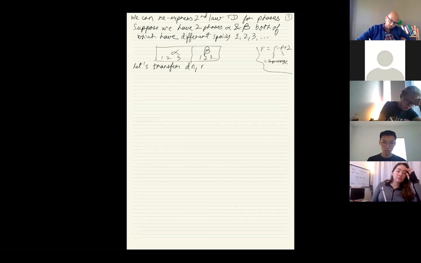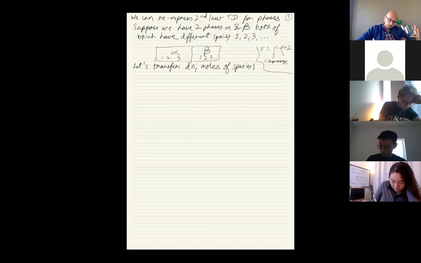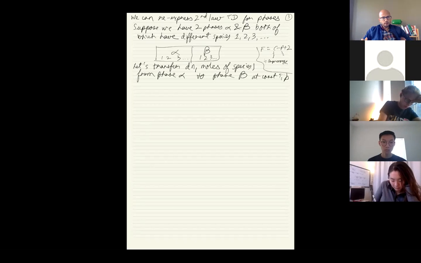So let's transfer dn1 moles of species 1 from phase alpha to phase beta, okay? At constant T and P, at constant temperature and pressure. So if this change can happen under equilibrium, what does that mean? It means that the transfer of dn1 from alpha to beta is spontaneous, and also the transfer of dn1 from beta to alpha is spontaneous.